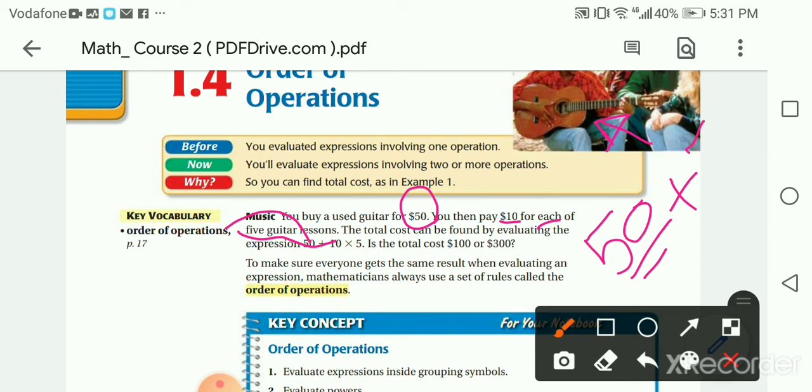So for every guitar lesson, I pay $10. 50 is the cost of the guitar, and for each lesson I pay $10. How many lessons here? 5 lessons. So 5 times 10. The question is, is the total cost I pay $100 or $300?